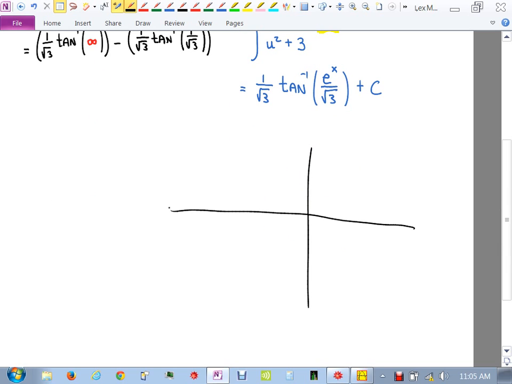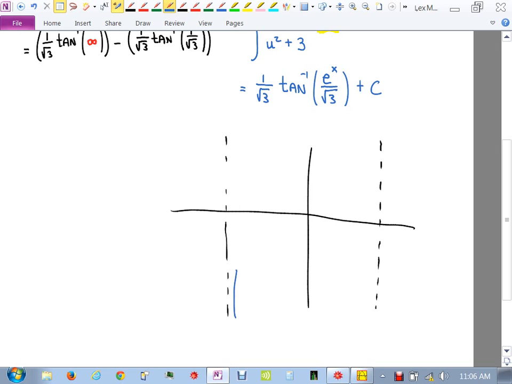Remember that the inverse trig functions are basically the reverse of the trig function itself. So if you have inverse tangent or arctangent, that's the inverse function of tangent. So I'm going to graph the tangent function. Here's what tangent looks like.